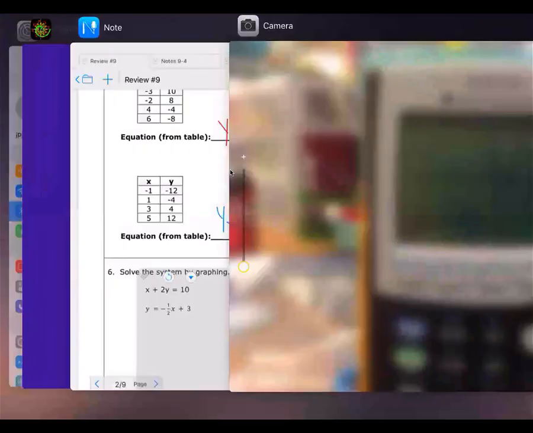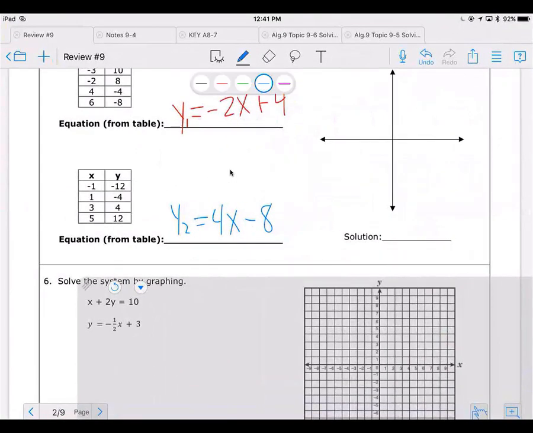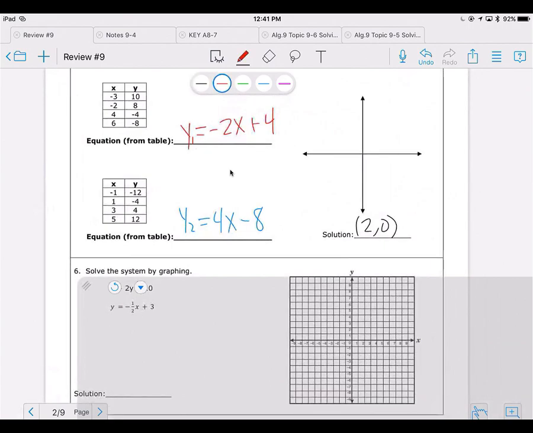So going back to my paper, the intersection is a fancy word for solution. And I'm just going to draw a rough sketch of what I'm seeing in my graph and make sure I make them cross at the point 2, 0.